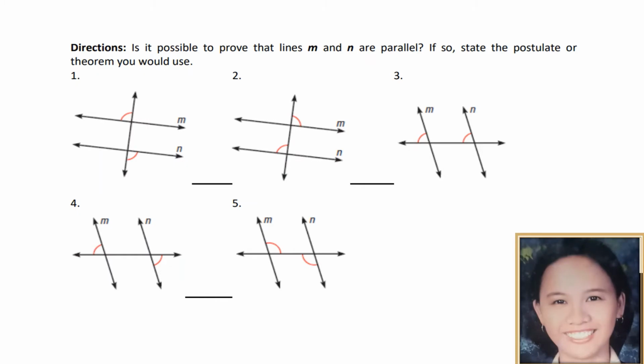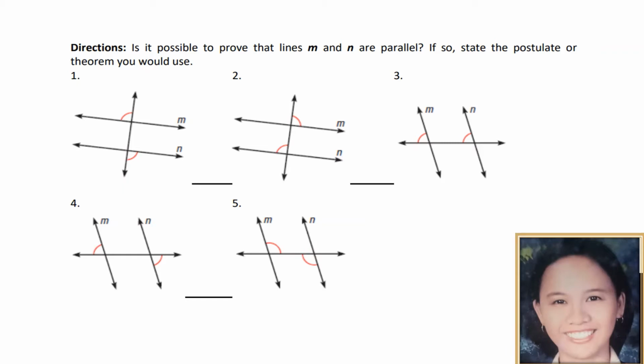Directions: Is it possible to prove that lines M and N are parallel? If so, state the postulate or theorem you would use. Let's look at number 1. If we look at the red mark, these two pairs are alternate exterior angles. Since they are congruent, we can consider lines M and N parallel.